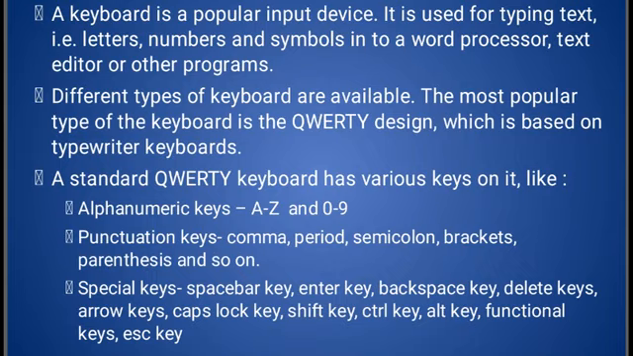Alphanumeric keys means A to Z, capital or small, and numbers 0 to 9. Punctuation keys we know very well: comma, full stop, period, semicolon, brackets, parentheses, and so on. Parentheses means small brackets. And special keys means editing keys. We can use movement keys, key combination keys, and toggle keys. So space bar key, enter key, backspace key, delete key, arrow keys, caps lock key, shift key, control key, functional keys and escape key.